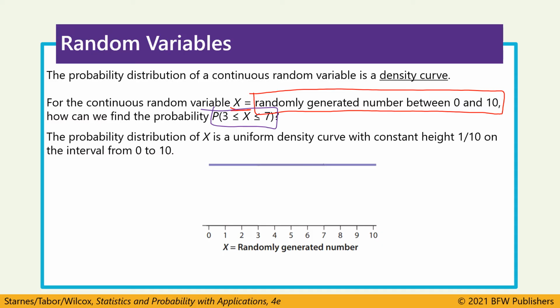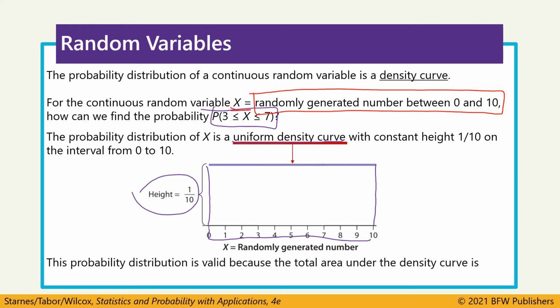So we have what's called a uniform density curve, meaning all of these probabilities are equally likely because it's just going to give us a random number between 0 and 10, and none are more likely than the others. Now the base of this rectangle that we're going to draw is 10. And we're going to choose a height for our rectangle to create a shape with an area of 1, because all density curves have an area of 1. So our height is going to be 1/10, because we know the area of a rectangle is the base times the height, and that would give us an area of 1.